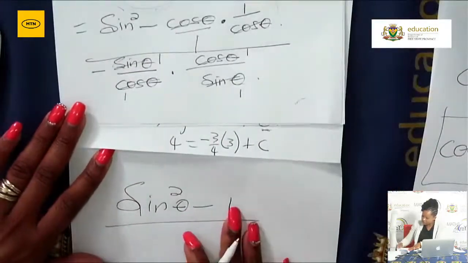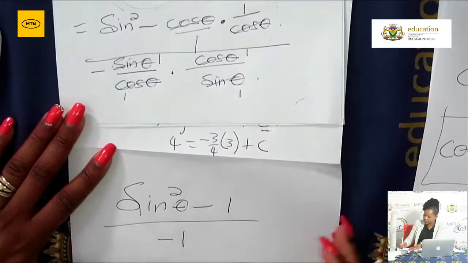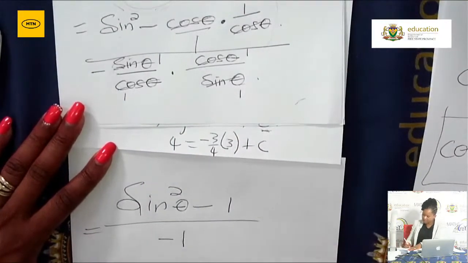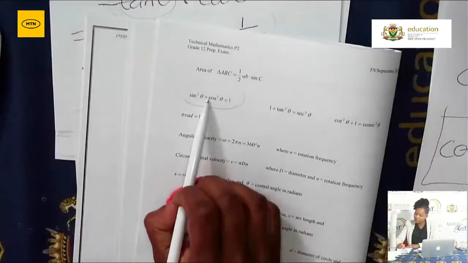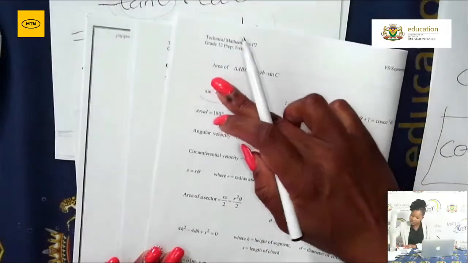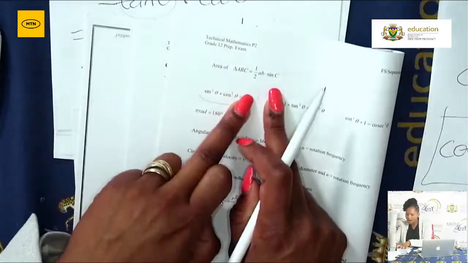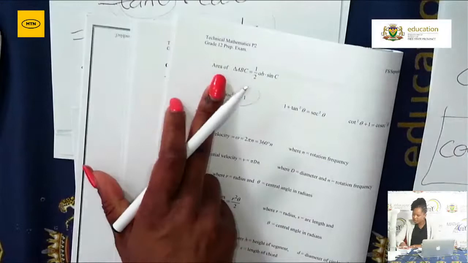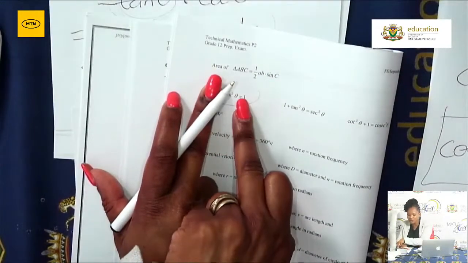And then in the denominator, we have divided by negative 1 times 1, it's negative 1. Then as you continue, you go back to your square identity. We have this square identity, sine squared plus cos squared equals 1. When you manipulate, sine squared will be equal to 1 minus cos squared. And then if we make cos squared the subject of the formula, cos squared will be equal to 1 minus sine squared.